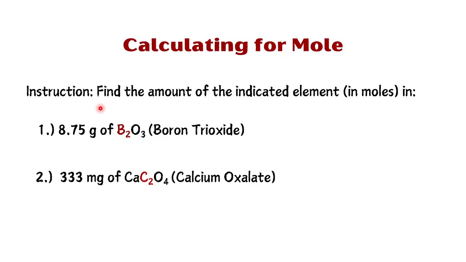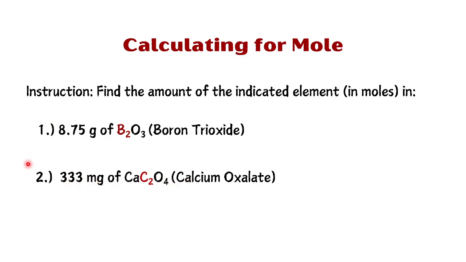So now, we have here another problem set. We need to find now the amount of the indicated element in moles. So we have here number 1, 8.75 grams of boron trioxide. And number 2, we have 333 milligrams of calcium oxalate.